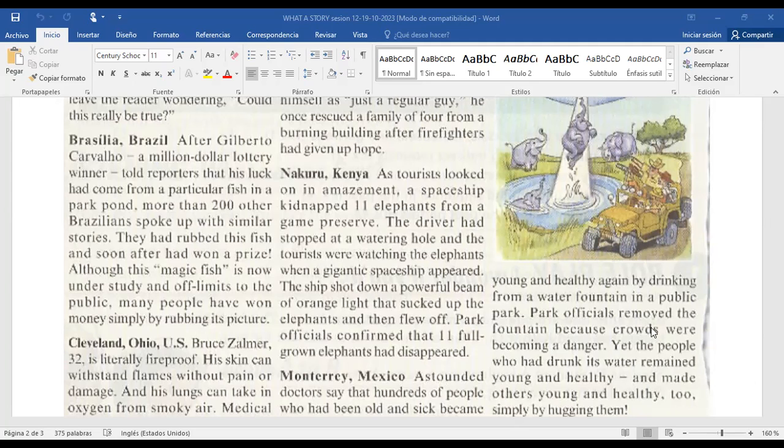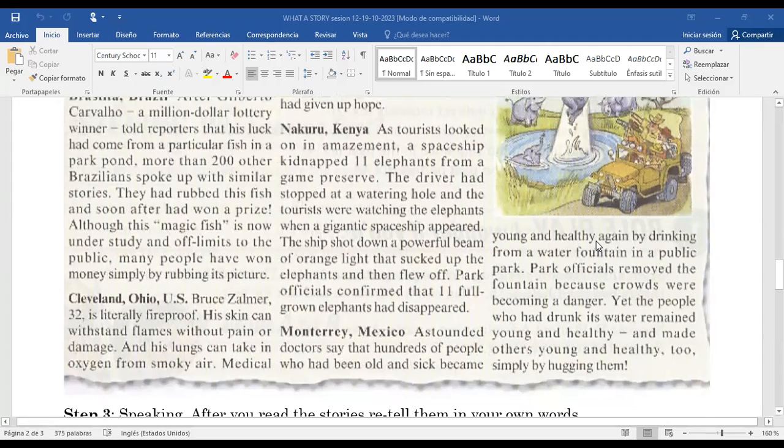And here are the tourist guys looking at it. But these elephants sound like, I want to go over there. Good, excellent. Science fiction for me. It's science fiction, right? That's right. It's science fiction, though.